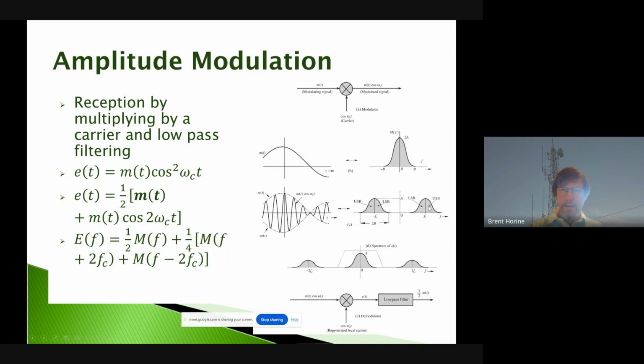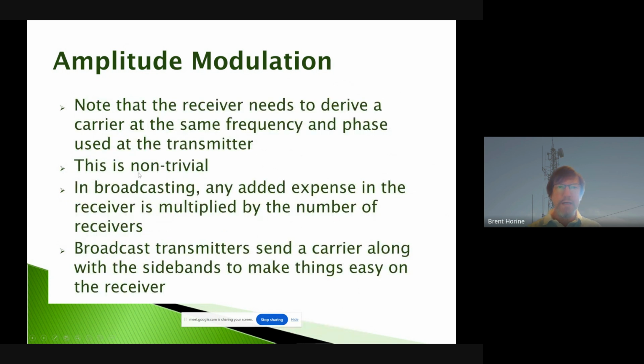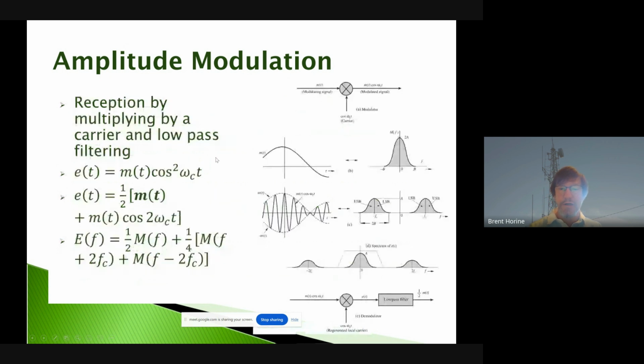Now, note that the receiver needs to derive a carrier at the same frequency and phase used at the transmitter, right? This cosine omega ct. We're receiving this. We've got to figure out exactly what that omega ct is, and if there's any phase associated with it. We're not showing it here, but we need to replicate that so that we're really dealing with the cosine squared omega ct, right?